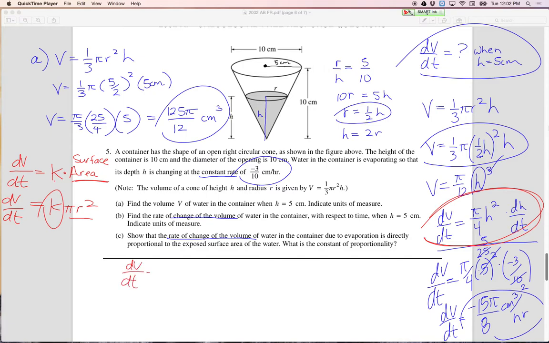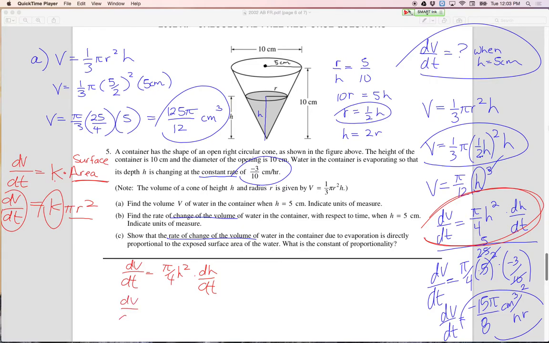dV/dt is equal to pi over 4 h squared times dh/dt. Now I want to somehow turn this into that, a constant times pi r squared. What's the first thing you notice that you have here that you don't have there? R. You have r. Can I fix that? I can change h back into what? You don't need to do that before you take the derivative? No, because we're trying to show that the derivative equals this. So we want to work right in the derivative. So what is h? 2r.